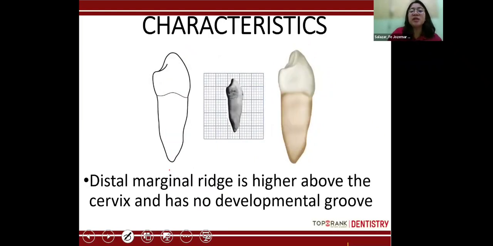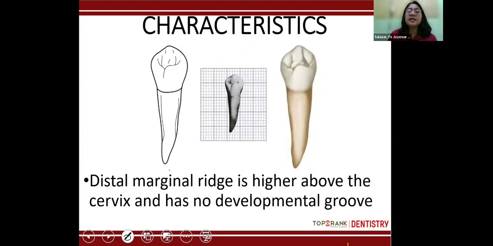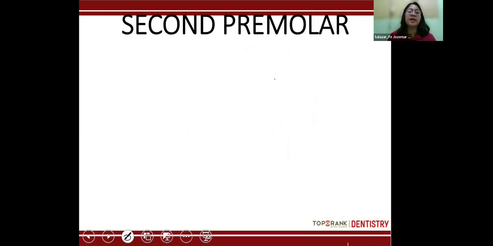Distal marginal ridge is more coronal, di ba? Mas higher. Yan yung diniscuss natin kanina. Usually, ang distal marginal ridge more cervical than mesial. Pero this tooth, opposite. Distal marginal ridge is higher. This is your mesial marginal ridge. Okay. The second molar.